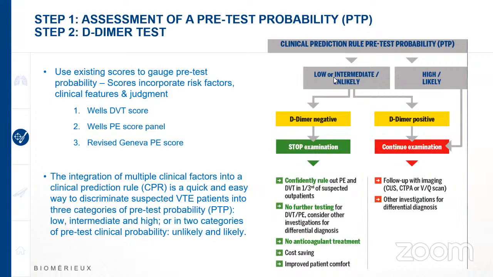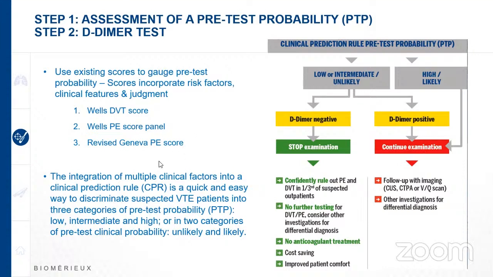Because you did your pre-test probability, you got a negative D-dimer, you're confidently ruling out in at least 30% of the patients. So it's an exclusion test, okay? In this case, again, you don't need to do any further testing. Of course, you investigate for other causes as to what is happening to this patient. You don't need to start anticoagulant treatment. Again, you save a lot of costs because you're not doing other tests and you're also not starting unnecessary treatment. So D-dimer comes in especially in your low or intermediate risk group of patients, if you use these scores, all right?